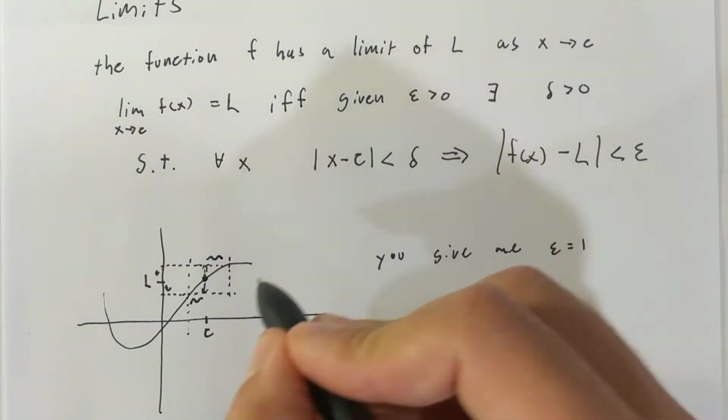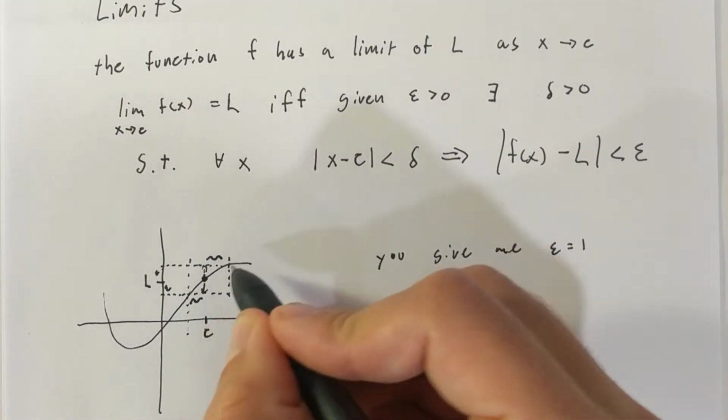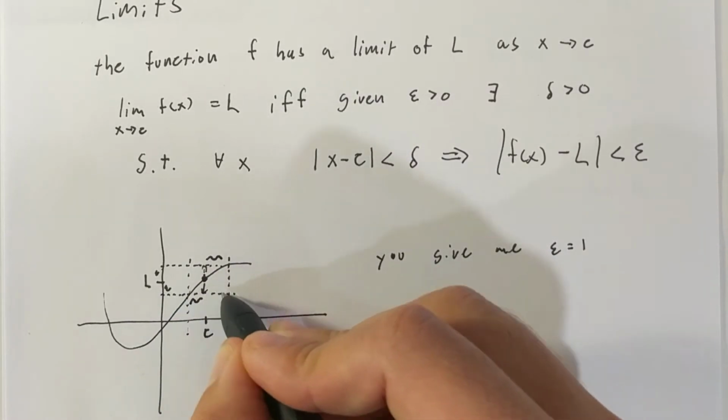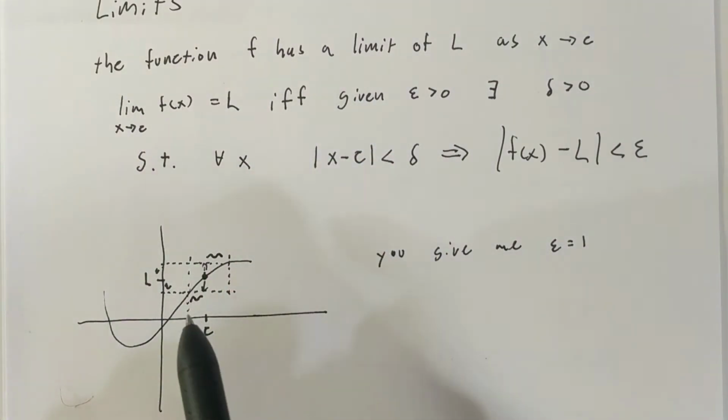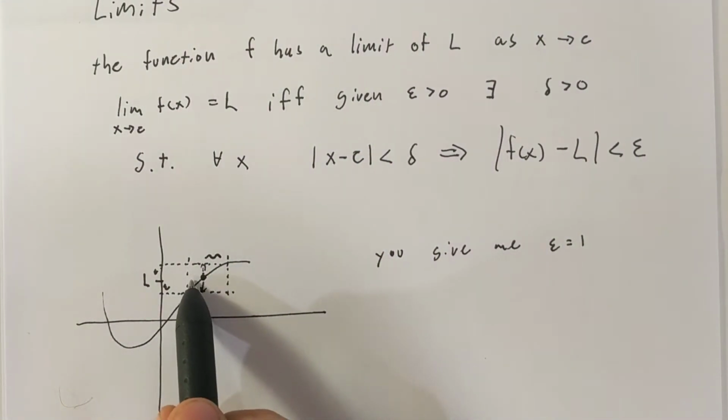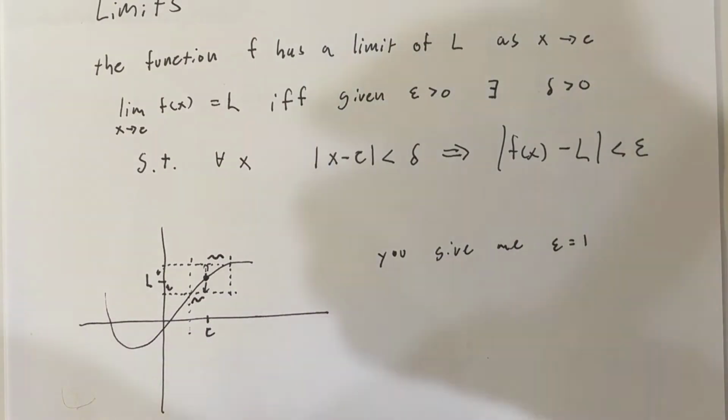Right? So that delta, so notice the function is inside this range as long as my x value is inside this domain. And if we can continue to play this game, then the limit exists. Let me give you an example that's numeric.